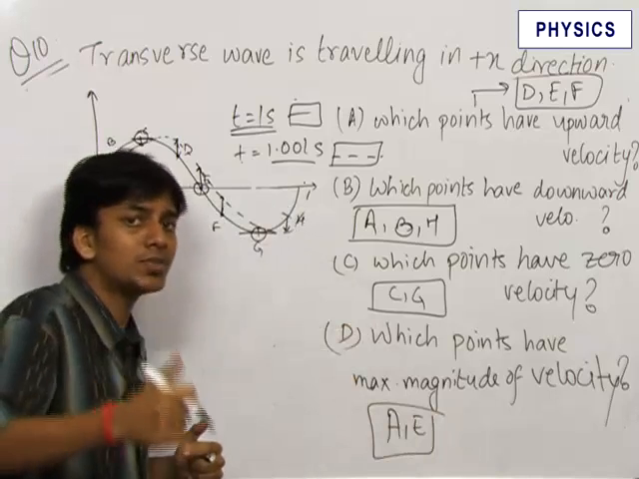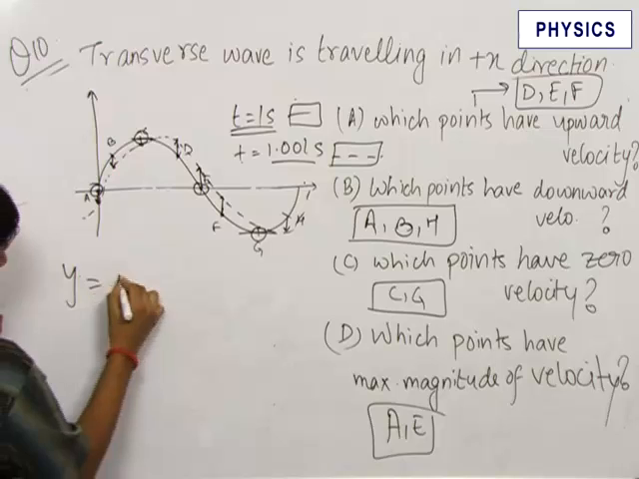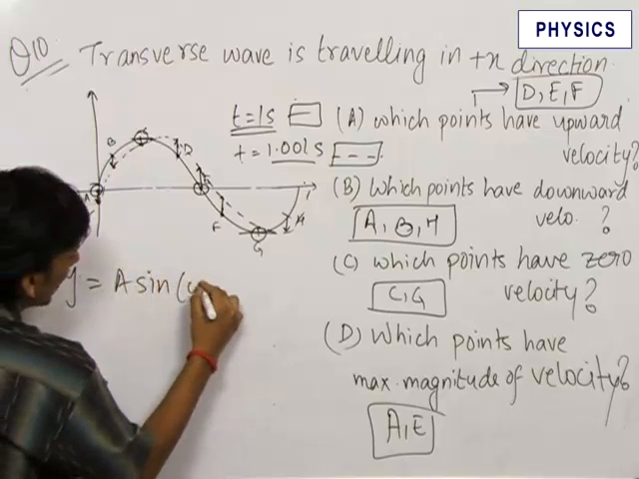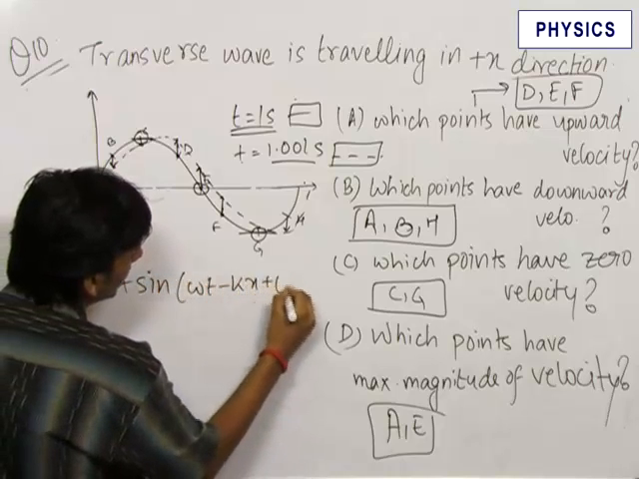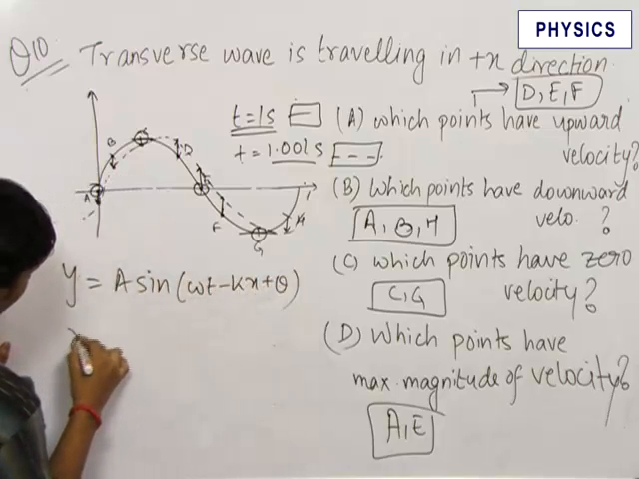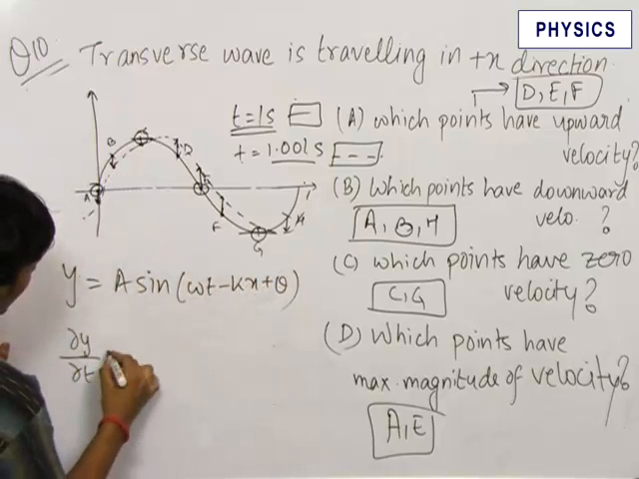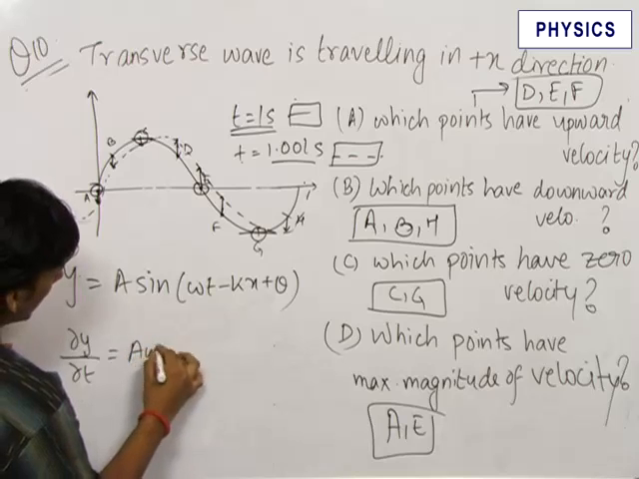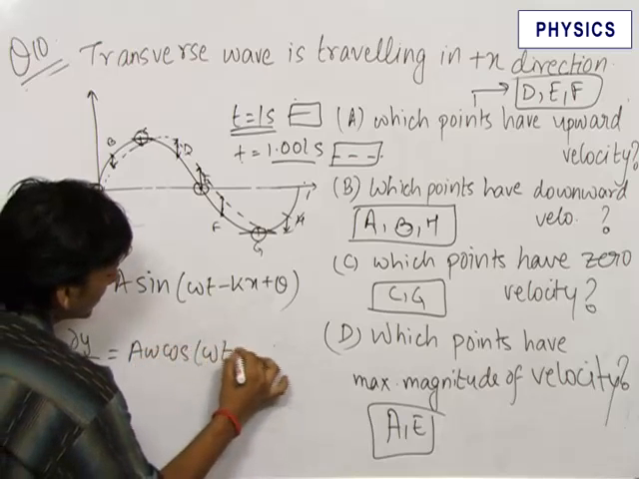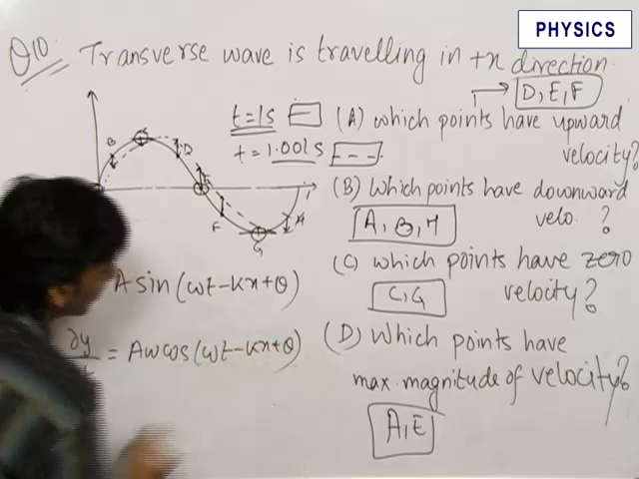You should remember this, that the points at the extreme position have 0 velocity and the points at the equilibrium position have maximum velocity. This is because you can see it by the equation also, y is equal to A sin(ωt − kx + θ). Del y by del t, that is the velocity of a particle at a particular time, is equal to Aω cos(ωt − kx + θ).